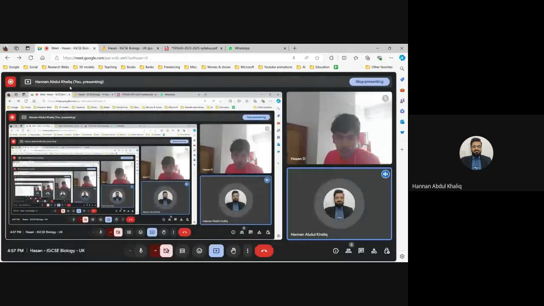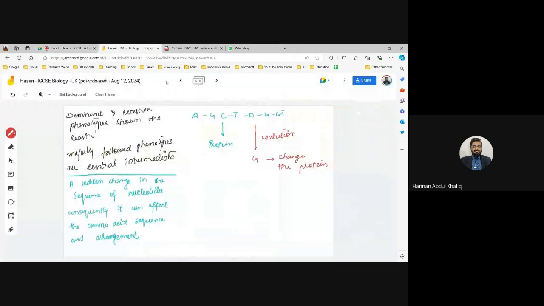And I also told you that if the genes mutate, sometimes they even increase the fitness of the organism, by making it able to tackle environmental challenges, and sometimes it is lethal. It can lead to death. So this is what the mutation is.